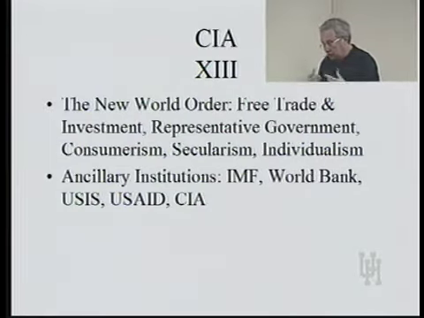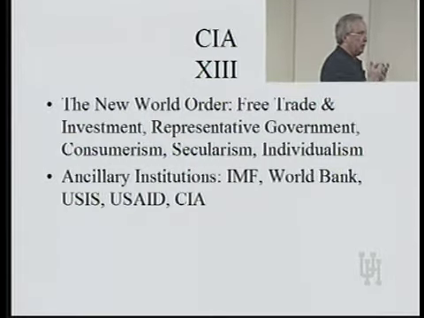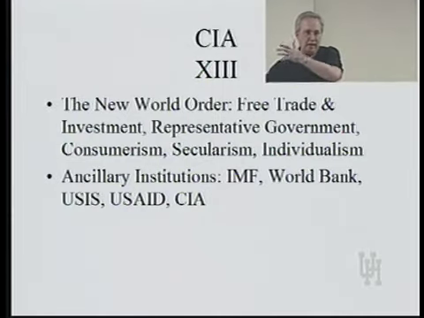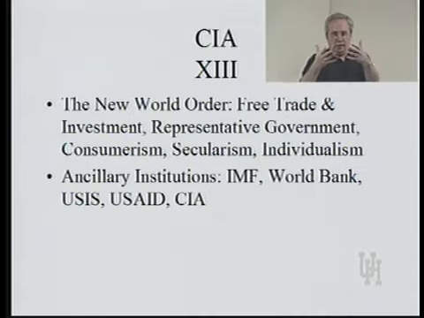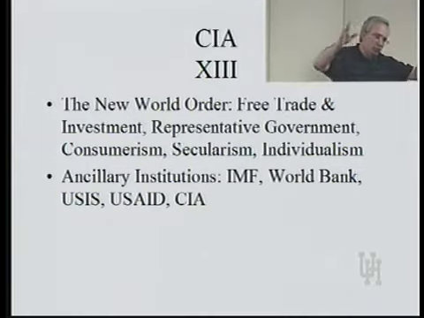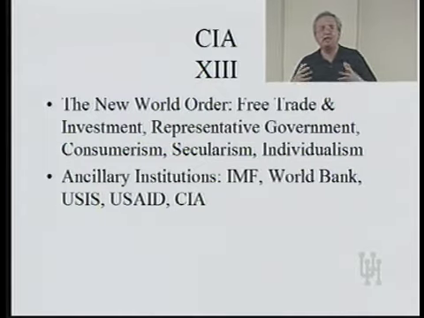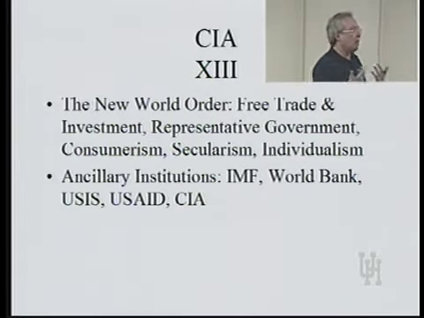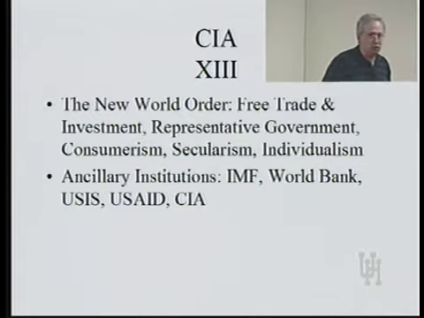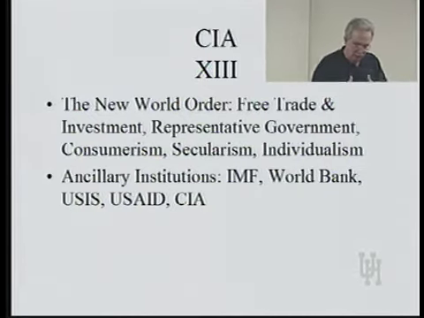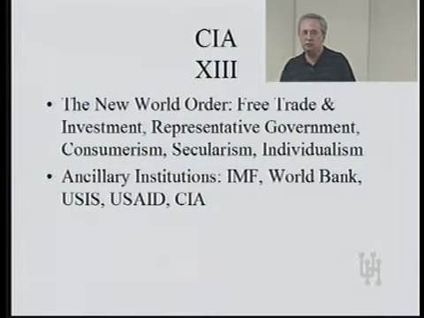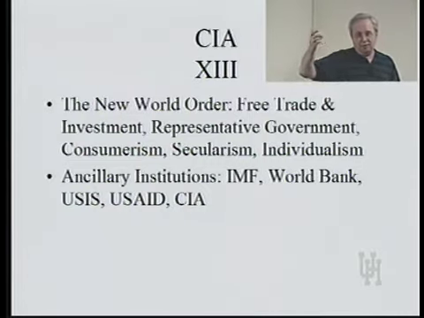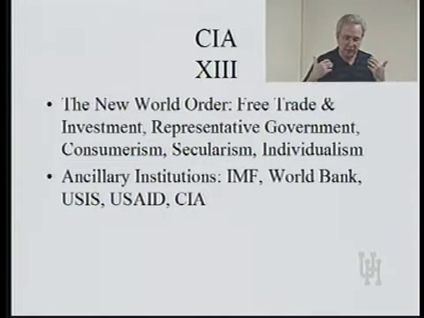Now, to achieve that, the United States also sets about creating a series of ancillary institutions. In other words, institutions that will assist in carrying out this mission. It isn't just going to be American government, big business, American labor unions. No, there need to be other institutions. Multilateral institutions, in other words, involving other countries. The International Monetary Fund, or the IMF, the World Bank, the United States Information Service, which is, of course, a U.S. government agency, as are the United States Agency for International Development, an important part of any nation-building project, and, of course, the focus of our interest, the Central Intelligence Agency.